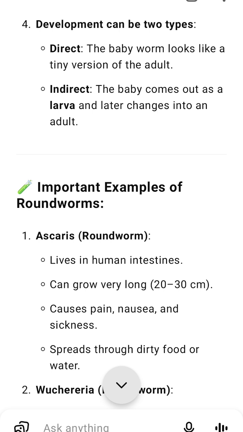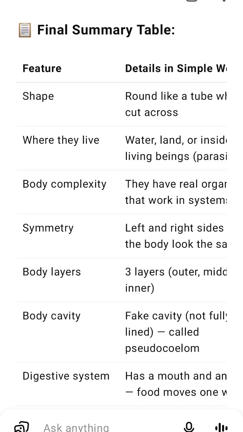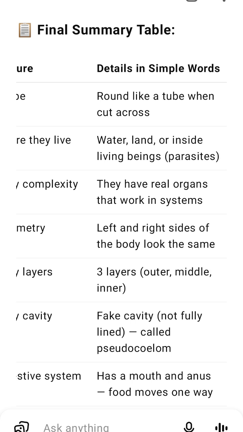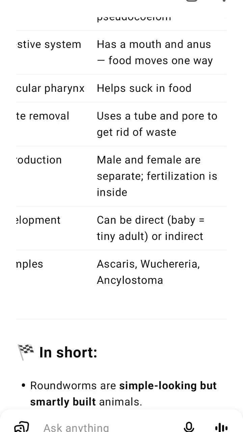Examples: Ascaris, Wuchereria, Ancylostoma. In short, roundworms are simple-looking but smartly built animals. They live in many places, water, soil, or inside other bodies. Their body systems for eating, digesting, excreting, and reproducing are more advanced than simpler animals like flatworms. Some are harmless, but others cause serious diseases in humans and animals.